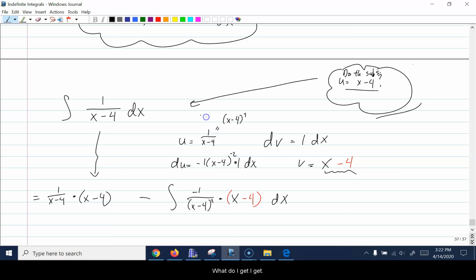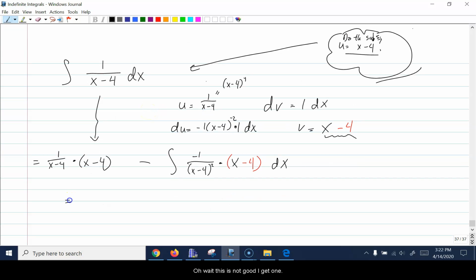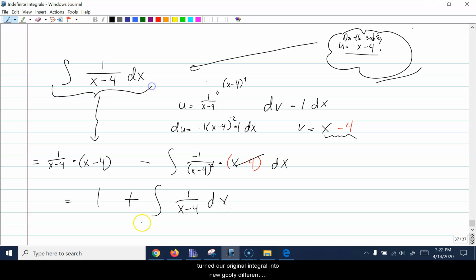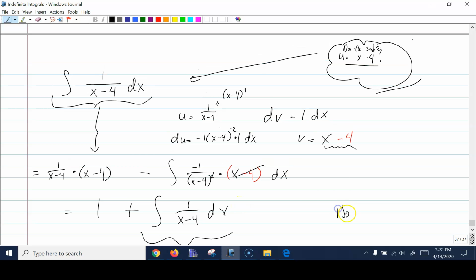What do I get? I get... Oh wait, this is not good. I get 1 minus negative makes this a plus the integral of, when that cancels, I get 1 over x minus 4. This was not a great example. Doing the integral by parts turned our original integral into a new goofy different integral. I thought this would be a good chance to show off why you would want to add a constant, but the integral by parts was already a crazy idea here. Not a great idea. Nope.